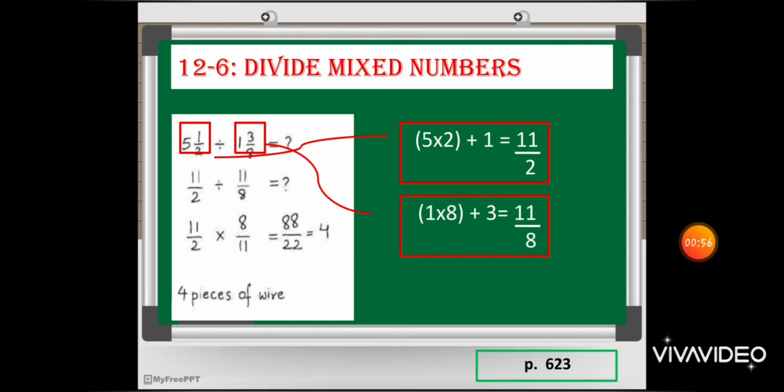So we have 11/8. Now, our fractions are both improper. We can proceed with the next step. So 11/2 divided by 11/8 will again be changed into a multiplication equation. But do not forget to flip your fraction divisor. So we have now 11/2 times 8/11. Multiplying these numbers, we will result in 88/22, or simply 4. Did you get it, guys? Very good.